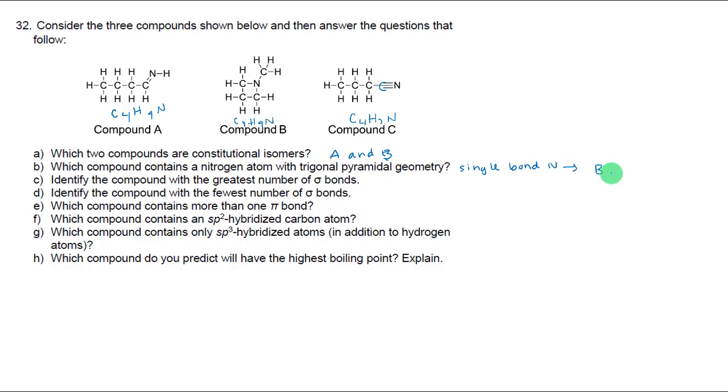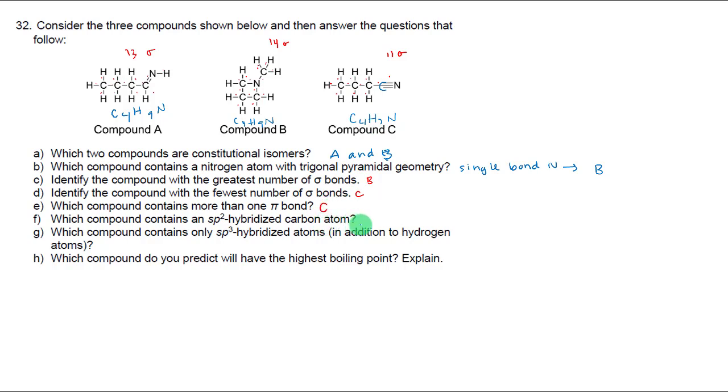The one with the greatest number of sigma bonds, let's check those out. This one has 13. This one has 14. That one has 11. So that would be B. The one with the fewest sigma bonds would be C. The one that has more than one pi bond is C because there's a triple bond there.